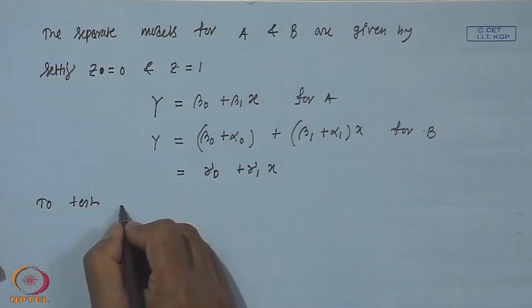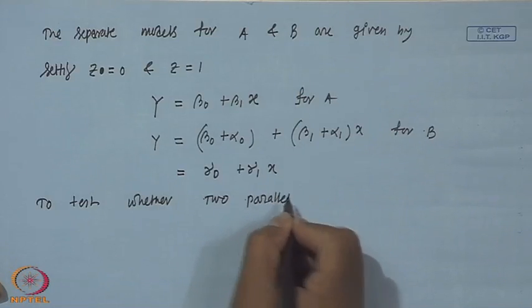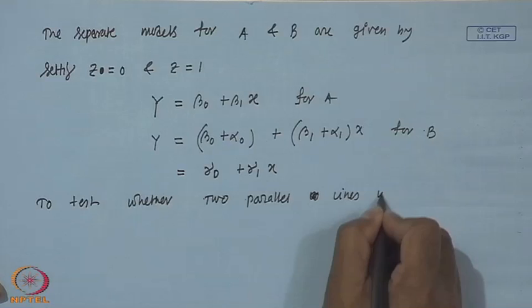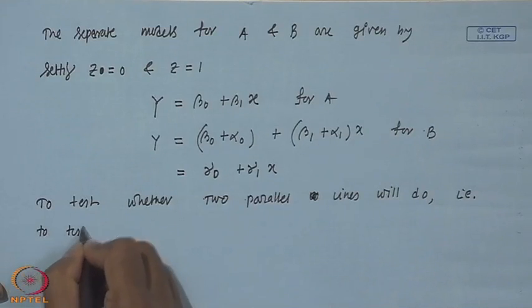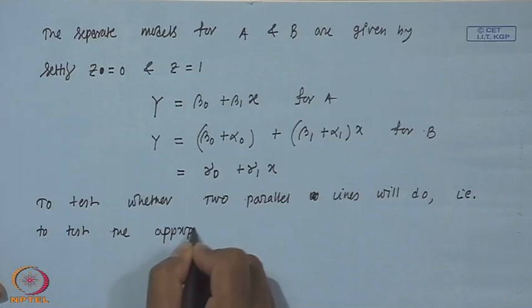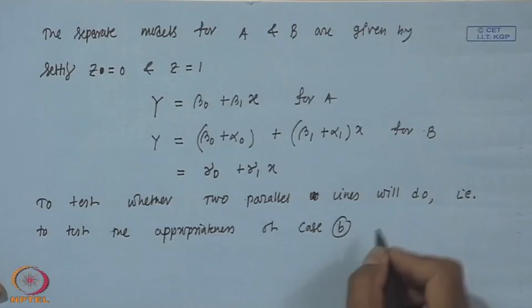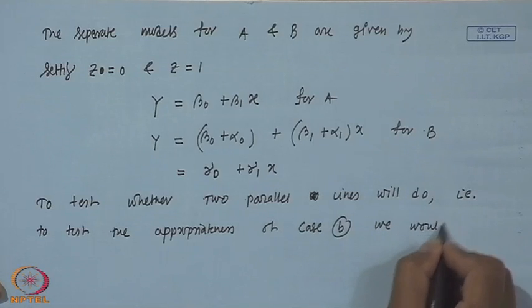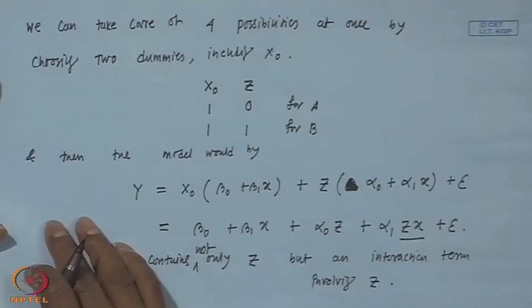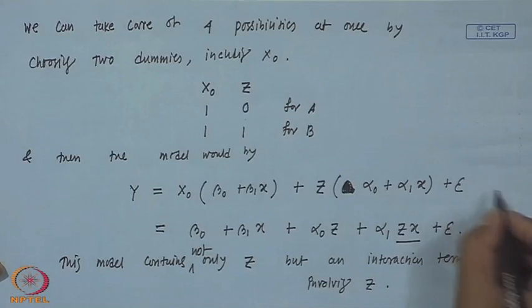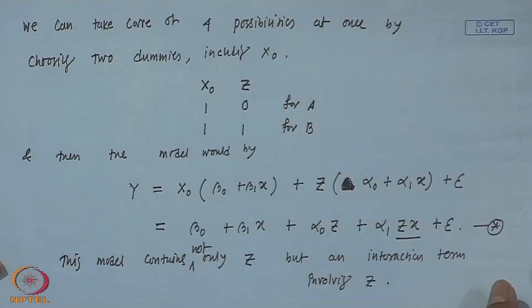To test whether two parallel lines will do, that is, to test the appropriateness of case B, we would fit the model. Let me call this model star. This is the general model; you fit this model first and then you test whether two parallel lines are enough or not.